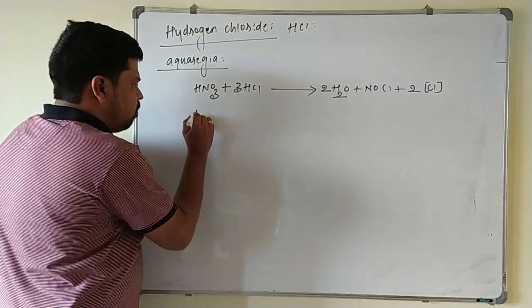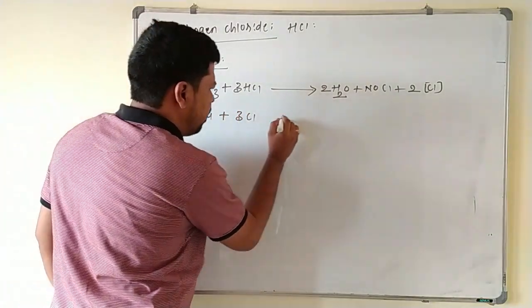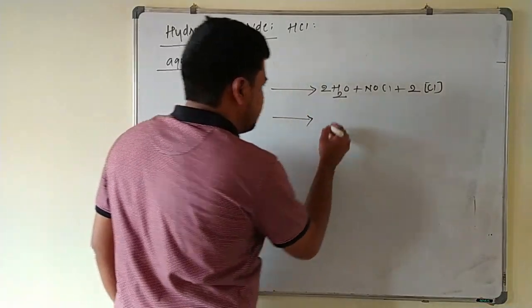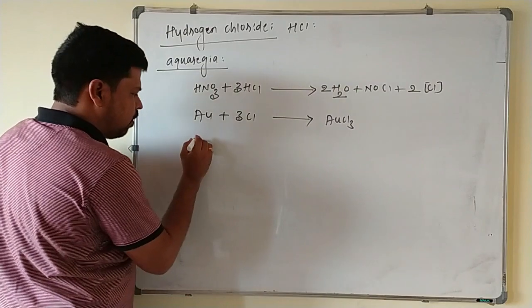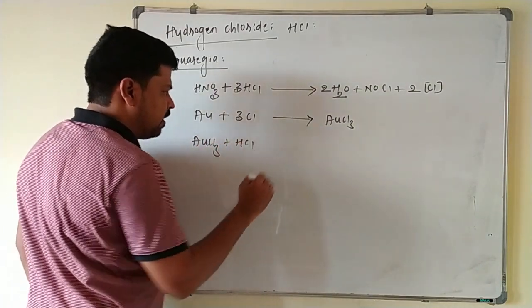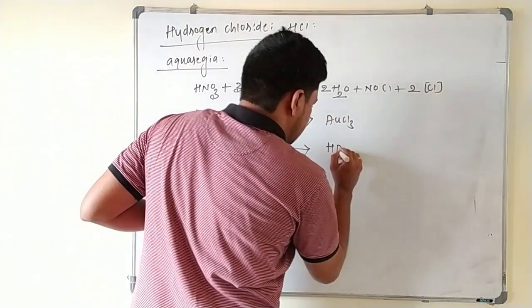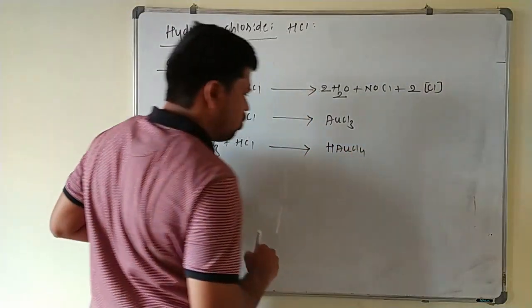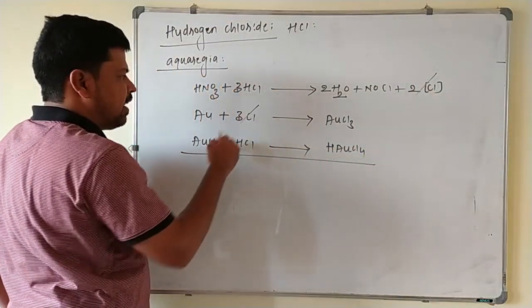So now this gold, it will react with what? 3 times of chlorine. It will form AuCl3. Again this metal chloride AuCl3 reacts with 1 mole of HCl. What it gives here? HAuCl4, chloroauric acid.